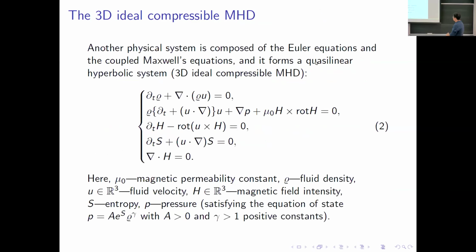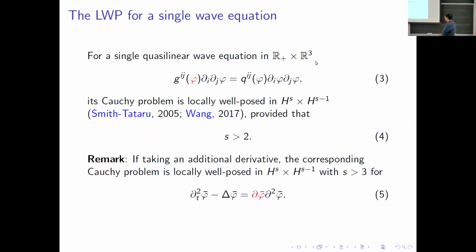The second physical system is the ideal compressible MHD. This is composed of the Euler equation and the coupled Maxwell equation, and it also forms a quasilinear hyperbolic system. The first two lines are the compressible Euler equation, but with the magnetic field coupled in. The third equation is for H, the magnetic field, and S is the entropy, which is in the second equation. So these are the two main systems that we will study in this talk.